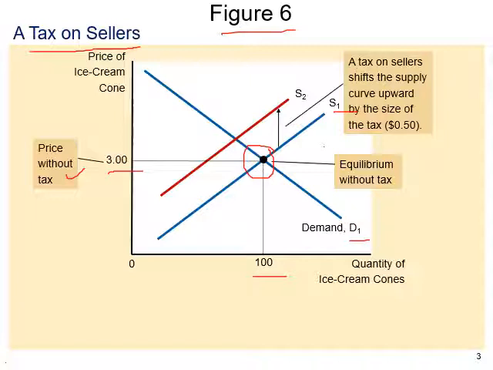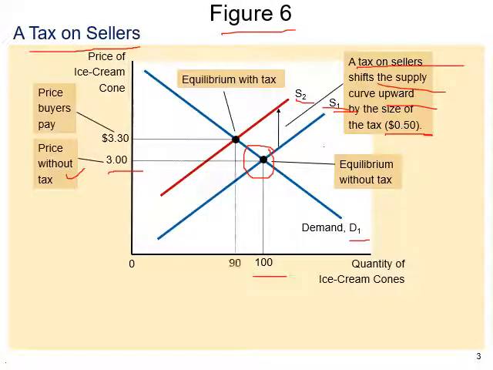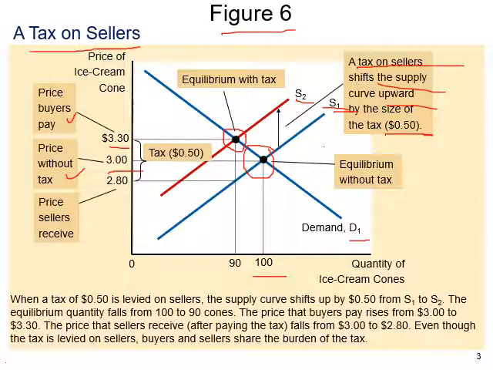By imposing a tax of 50 cents on the seller, the supply curve shifts upward from S1 to S2. So the new equilibrium will be where the new supply curve S2 crosses D1, where the new equilibrium price is $3.30. This is the price paid by the buyer. And at this new equilibrium, the new equilibrium quantity is 90 cones of ice cream.